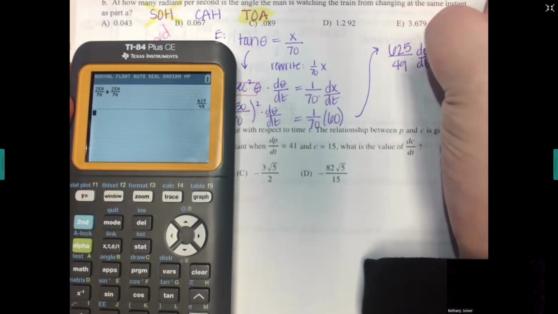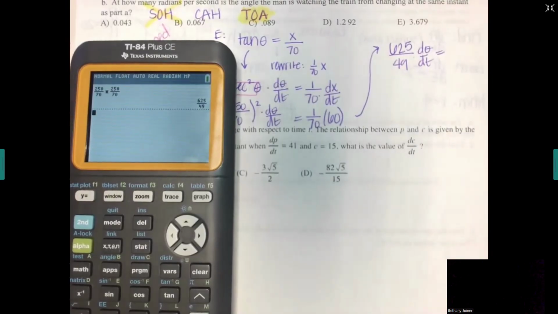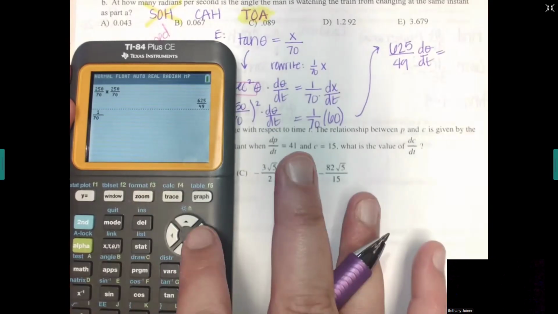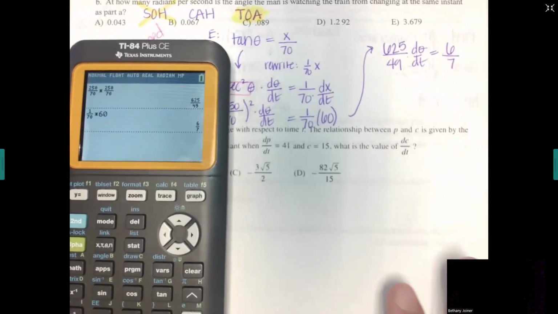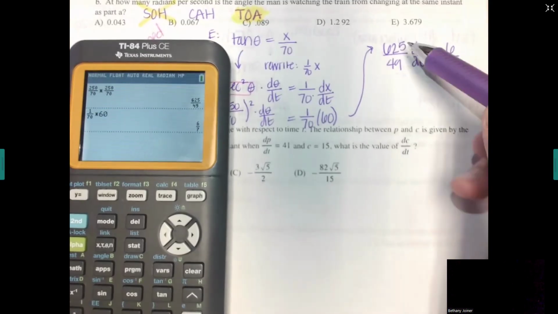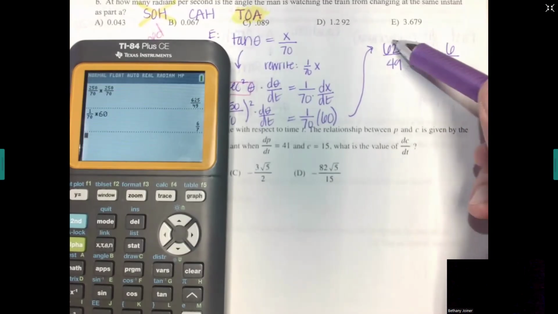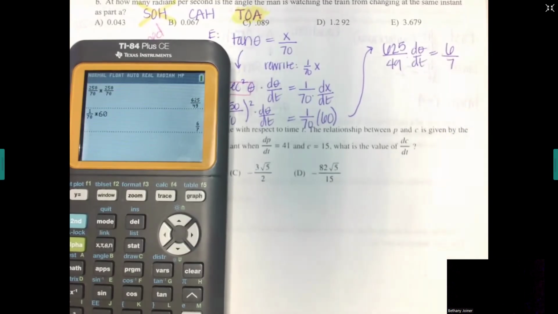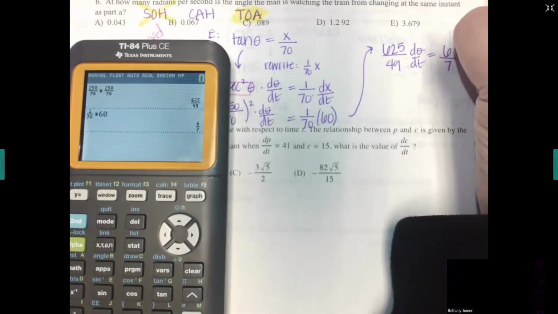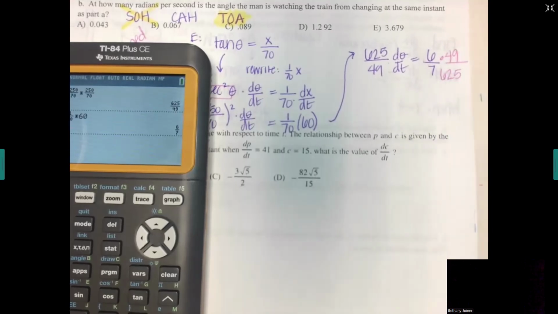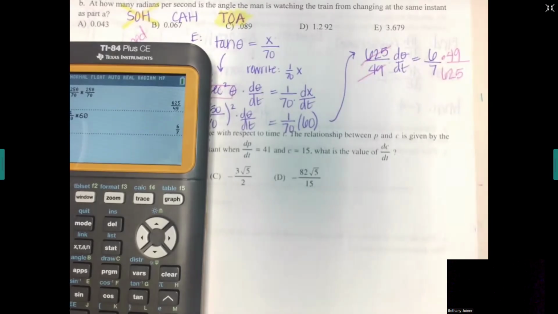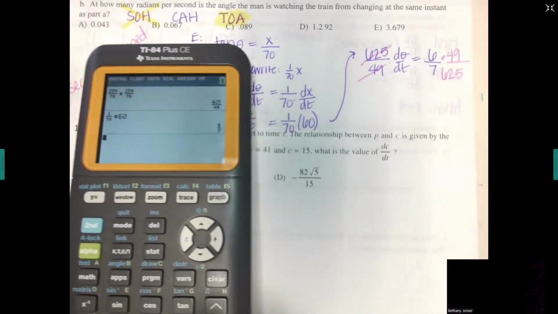d theta/dt equals. And then on the other side, what's 1 over 70 times 60? Mine is coming out as 6 over 7, but you could have it as a decimal. And then how do I cancel out this fraction to solve? You multiply it by the 49 over. To get rid of a fraction, you multiply by the reciprocal on both sides. So if I'm trying to get rid of 625 over 49, I would multiply the other side by 49 over 625. Then do that in your calculator.